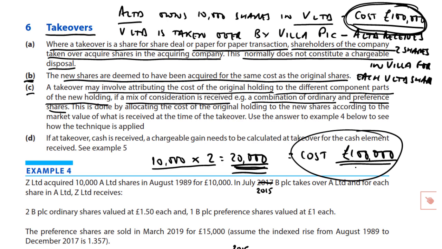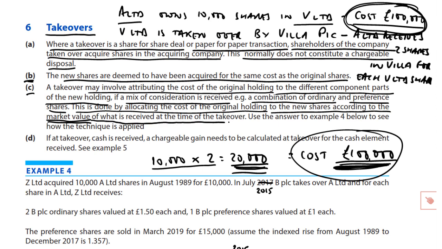Clearly, therefore, we need to know a basis by which we will split. We will allocate that original cost of shares in V Limited to the new shares, both ordinary and preference, that you now acquire in the takeover company. How do we do it? This is done by allocating the cost of the original holding, here the £100,000, to the new shares according to, here's the critical thing, the market value of what was received at the time of the takeover.